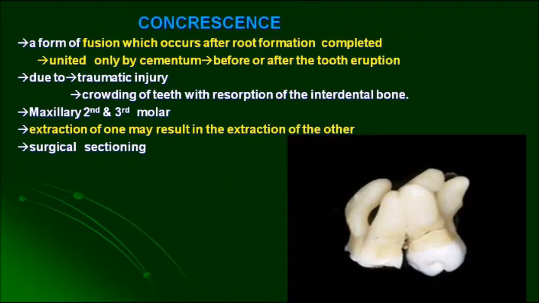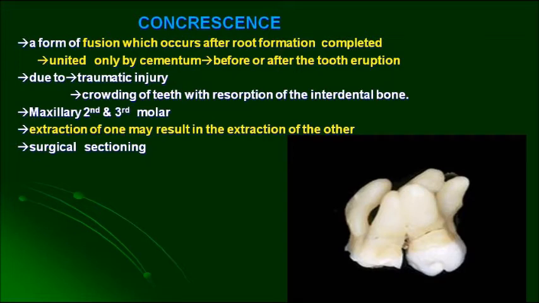Now coming on to another important MCQ, that is concrescence. In case of concrescence, what happens? Here the root portion is fused. The fusion which occurs after root formation is completed, through the cementum, is called concrescence. See the picture: you can clearly see the fusion of both teeth is through the cementum only, after the root formation. Okay, that is concrescence.